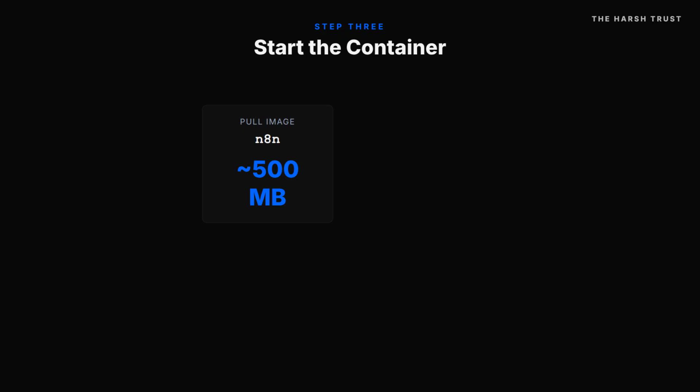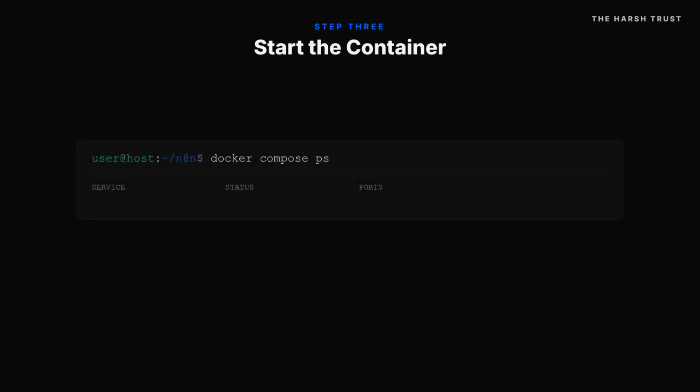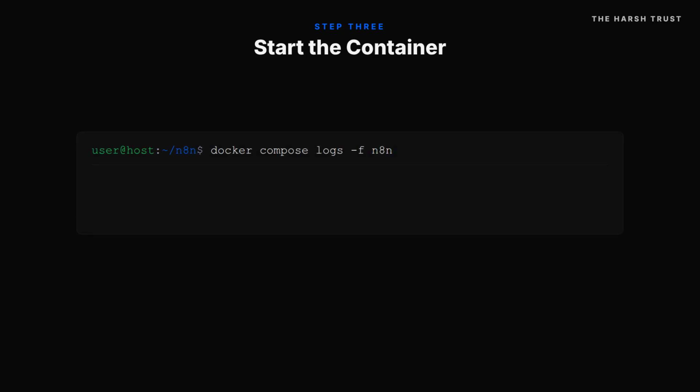Docker pulls the n8n image, that's roughly 500 megabytes, then creates the volume and starts the container. First time pull takes 20 to 60 seconds. Verify it's up with docker compose ps. You should see one service named n8n with status up, and the port mapping 0.0.0.0:5678->5678/tcp. To watch the logs, run docker compose logs -f n8n.